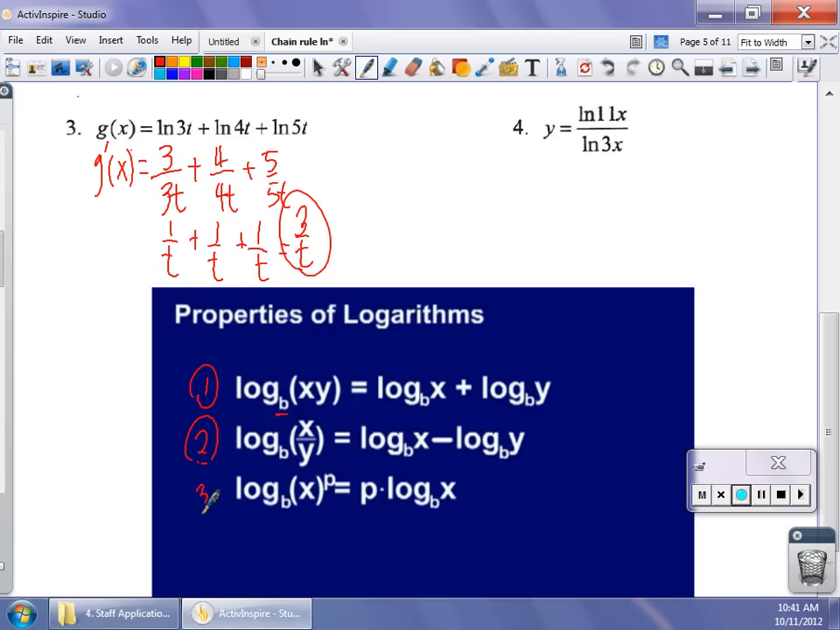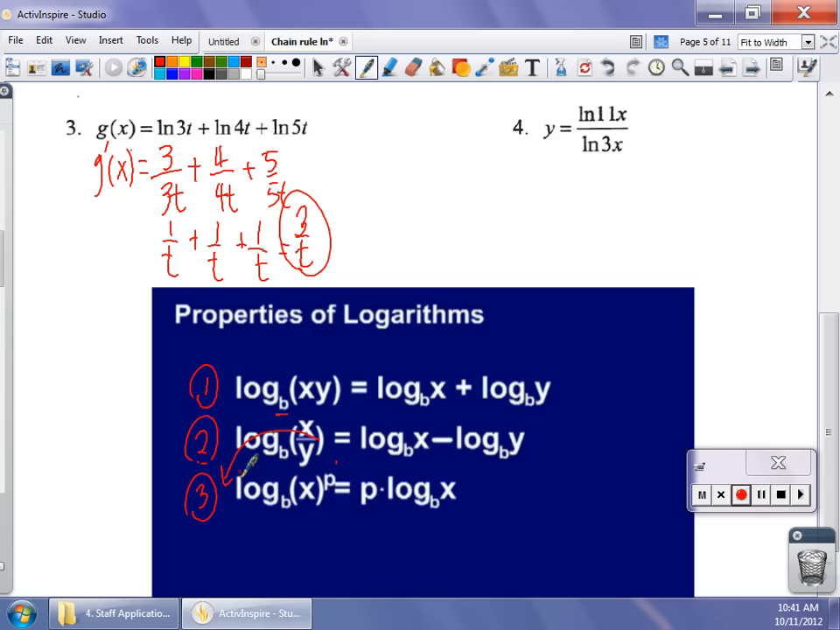And then the third log property has to do with a power raised to a power, which allows you to multiply the power by the log. So you will need to refresh these log properties, and if you look on my Edline page, I have some links that you can use to go back and review your log properties.